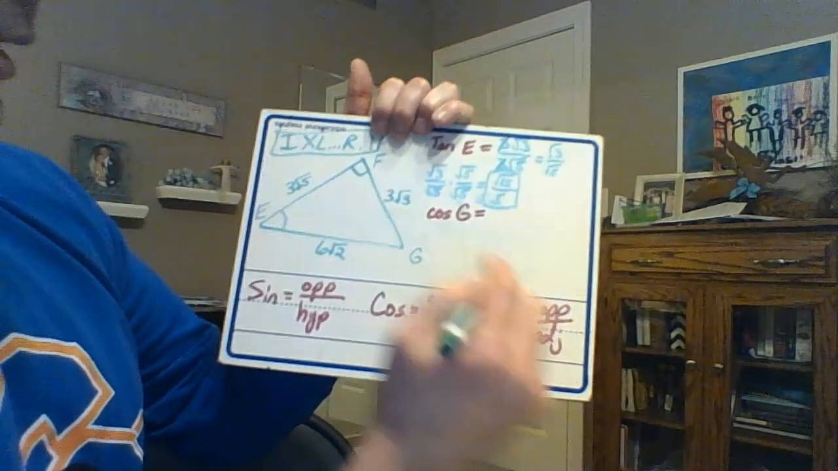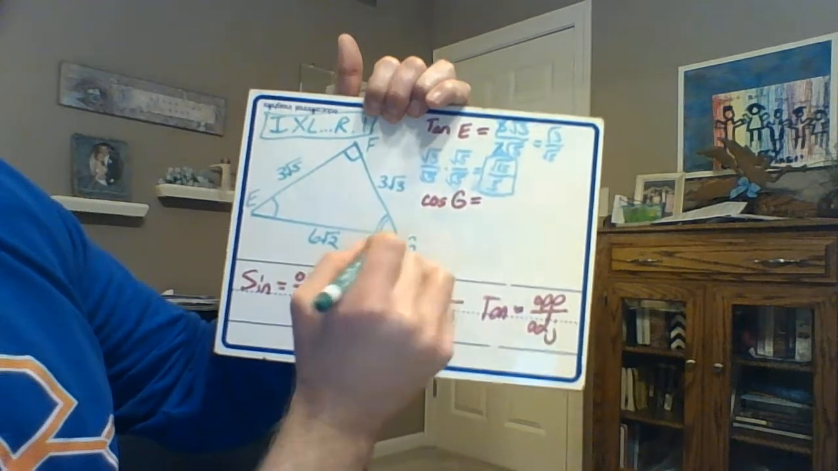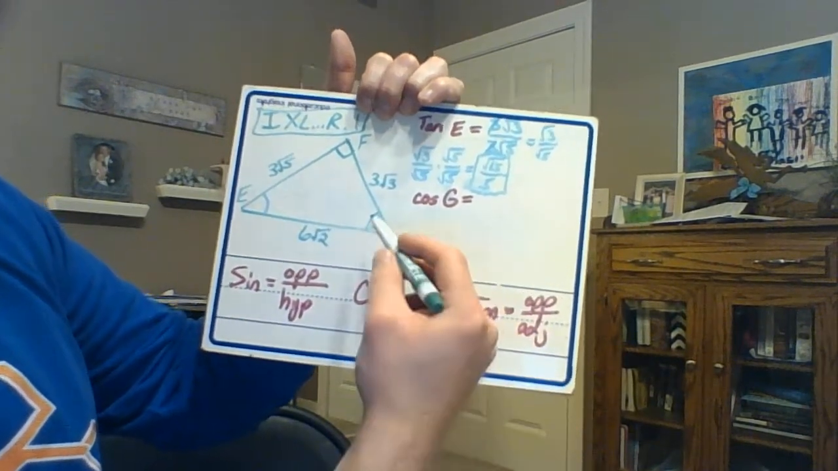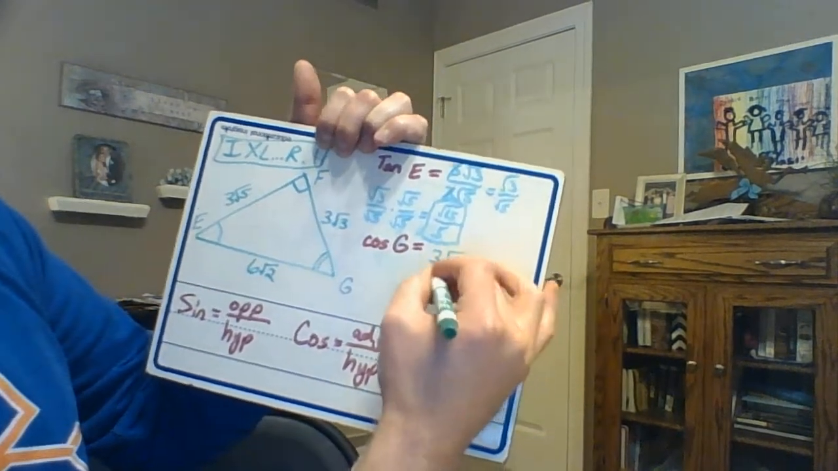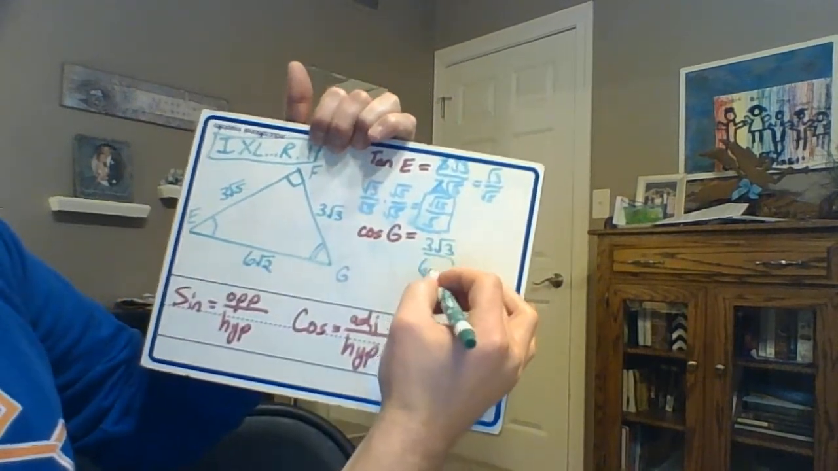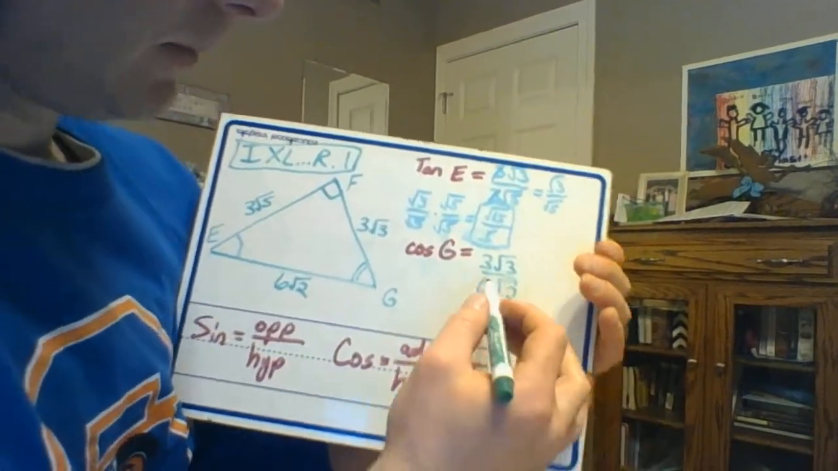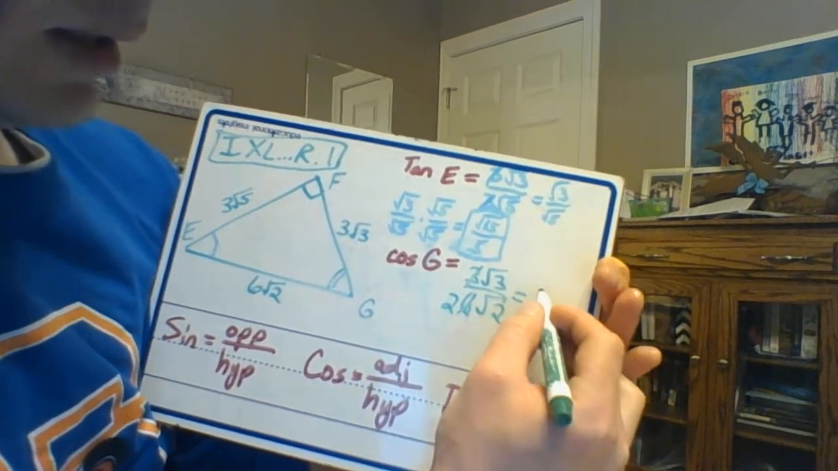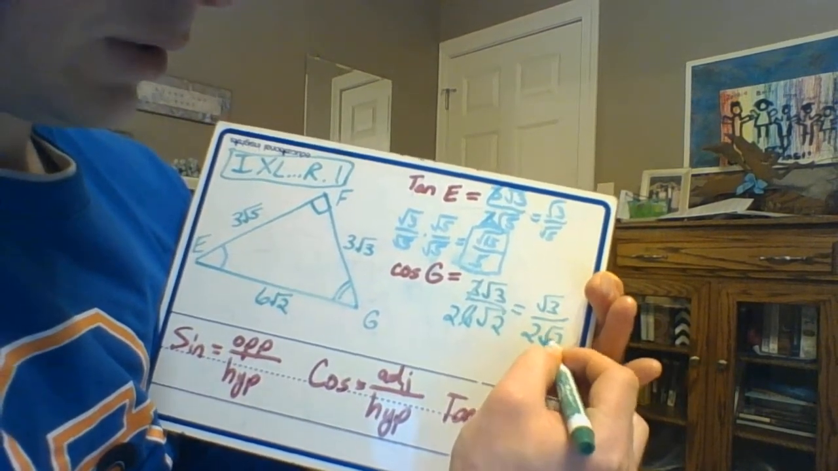One more here. What if we did the cosine of g? All right, so here's our g. The cosine in this case is adjacent over hypotenuse. The adjacent side here would be 3 square root 3. The hypotenuse, across from your right angle, is 6 square root of 2. Now, at this point, the 3 can go into the 6 twice, so we can initially just say this is square root 3 over 2 square root 2.